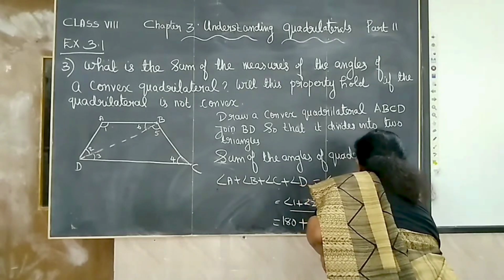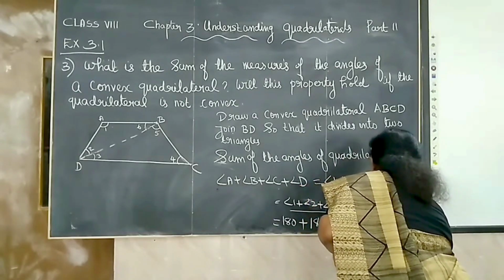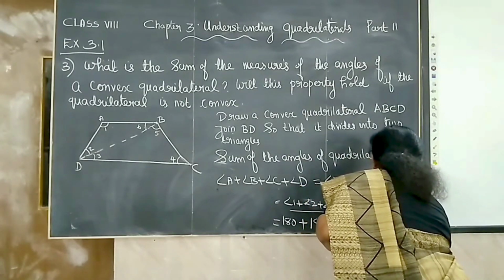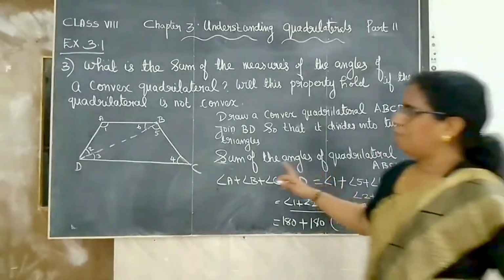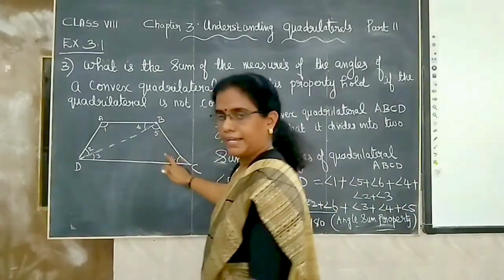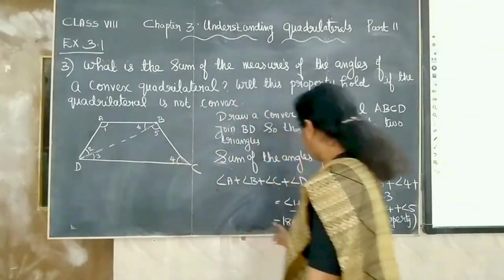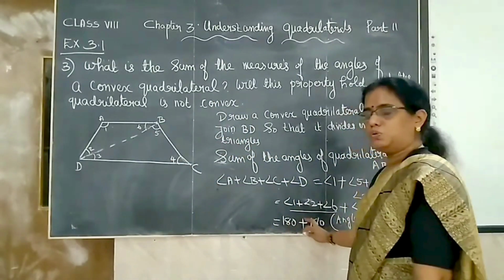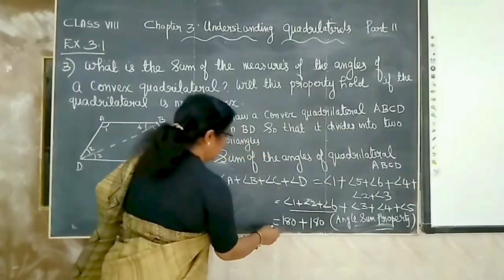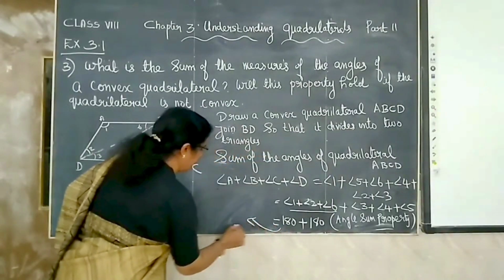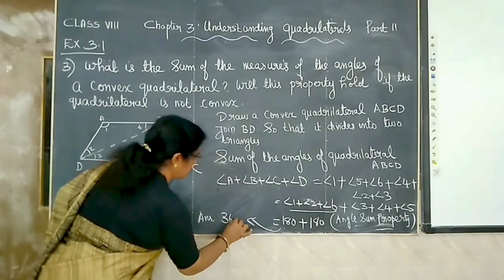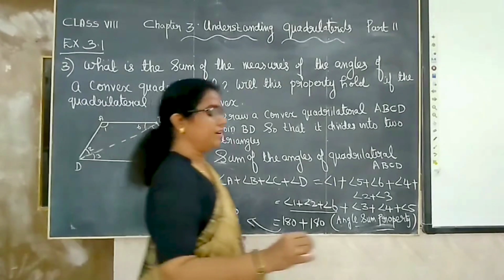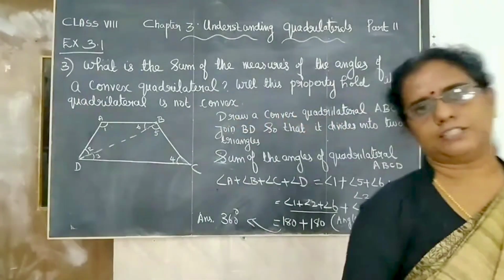By the angle sum property, the sum of the 3 angles of a triangle is 180. Therefore, when we add these two, you will get the answer 360 degrees. 180 plus 180, the answer is 360.